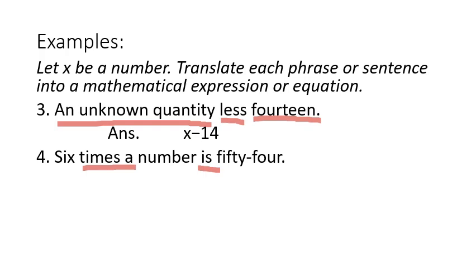So, the word is, that is the verb that we use for equality, for the equal sign. So, when we translate that into a mathematical expression, it becomes 6x equals 54. So, 6 times a number, that is 6x. Yung is, ito na po yun, yung equal sign. And then, syempre, si 54, 54 pa rin. Okay? Nare-review na ba? Nare-refresh na ang ating mga elementary or high school days?